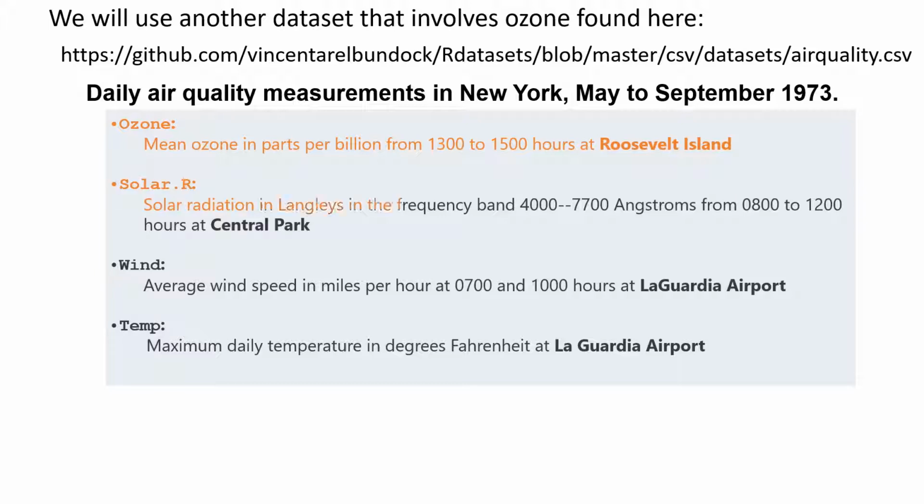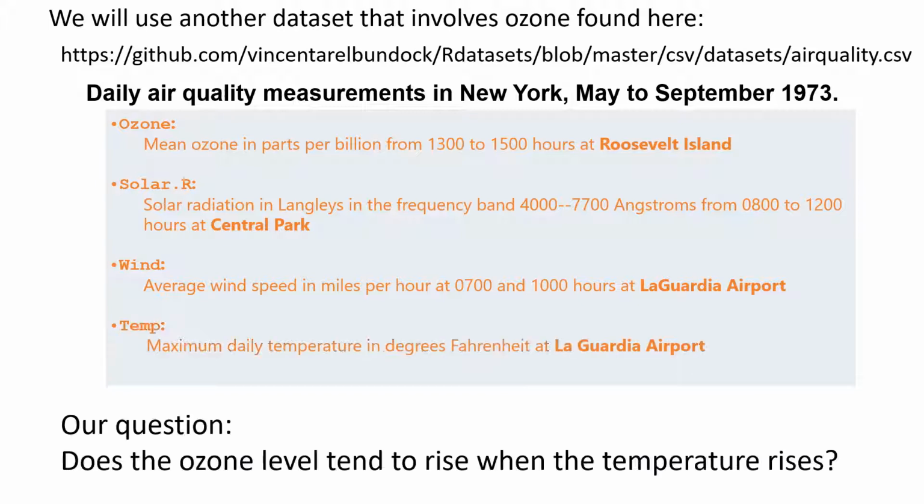Then the next column represents the solar radiation. They found the solar radiation, again, from a certain time, that is in the morning, 8 a.m. to 12 p.m., at Central Park. Then the wind speed was measured, again at another different time, but still on the same day, at LaGuardia Airport. And then the maximum daily temperature was measured at LaGuardia Airport.